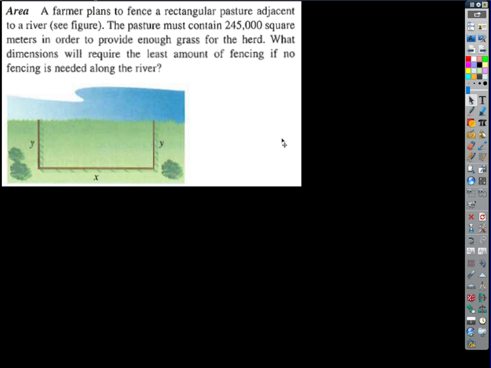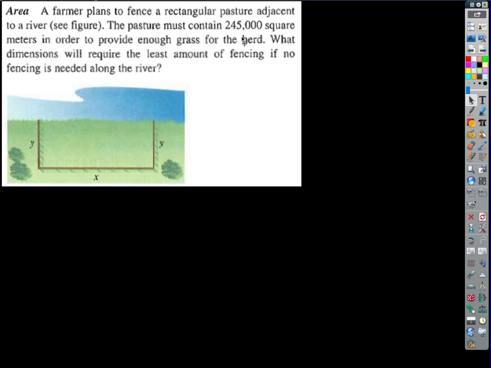A farmer plans to fence a rectangular pasture adjacent to a river. You can see the beautiful picture there. This is a little different though. This time, instead of the constraint being on the amount of fencing, the constraint is on the area of the pasture. So say this is based on, you have to have a certain area available per cow or something, right? So we know what we have to have available, and we're going to configure the pasture to fit that area constraint.